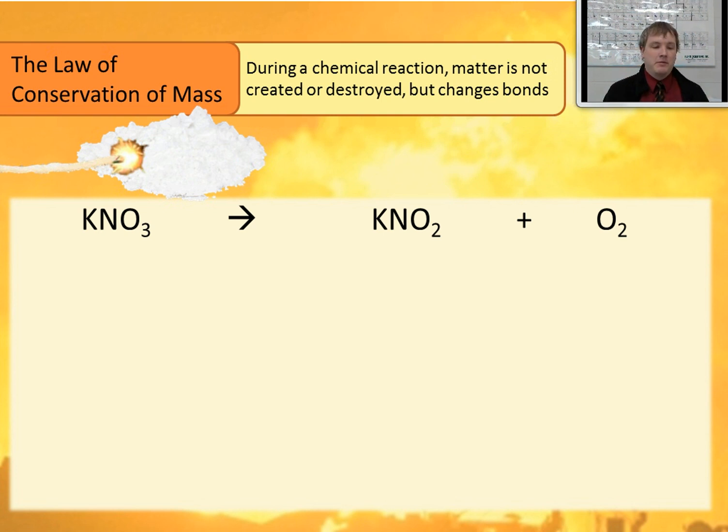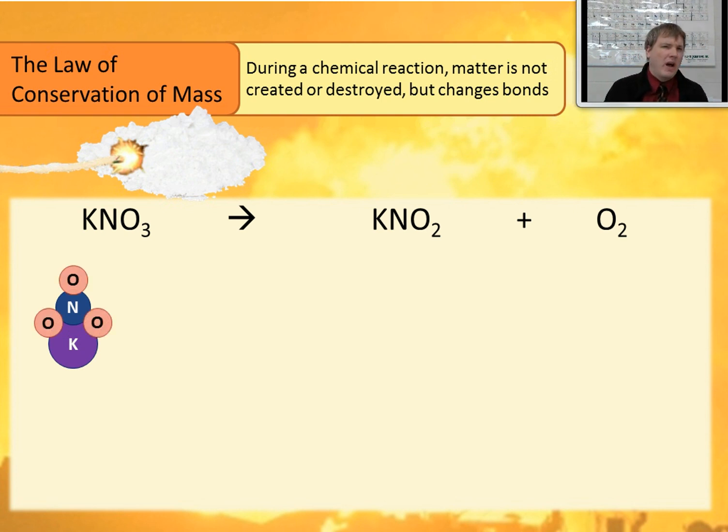First off, let's make potassium nitrate, KNO3. Just notice there's only a subscript after the O, which means I have one potassium, one nitrogen, and 3 oxygens. Let's see what that looks like. Here's my 1 potassium, 1 nitrogen, and 3 oxygens.